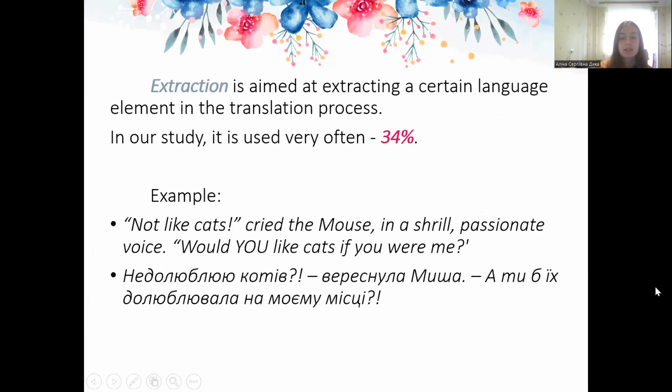Omission is aimed at removing a certain language element in the translation process. In our study, it is used very often, 34%. For example, "Not like cats!" cried the Mouse in a shrill, passionate voice. "Would you like cats if you were me?" Недолюблюю котів, звириснула миша, а ти б їх долюблювала на моєму місці.